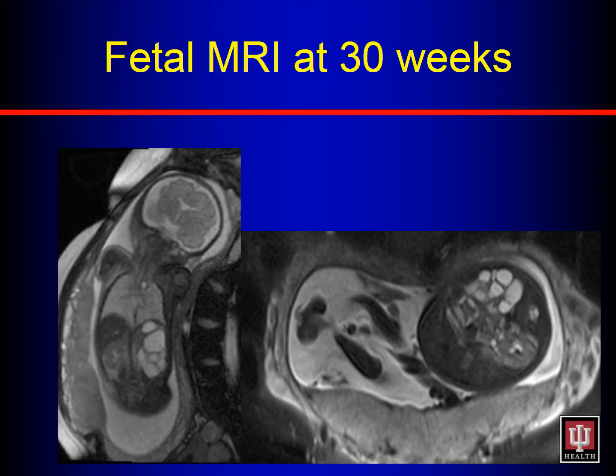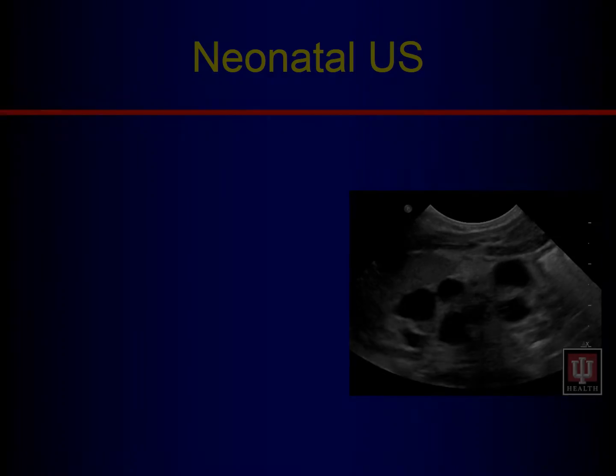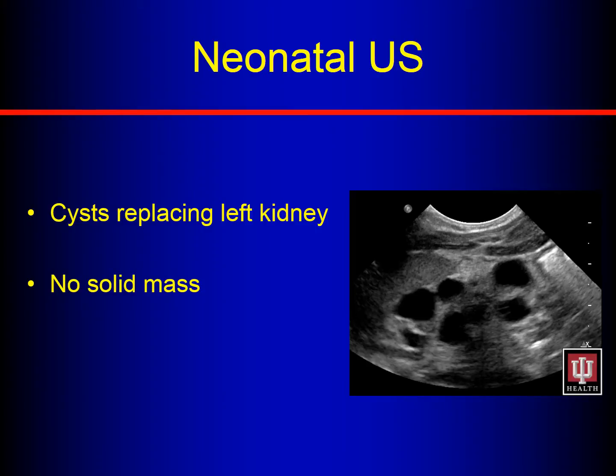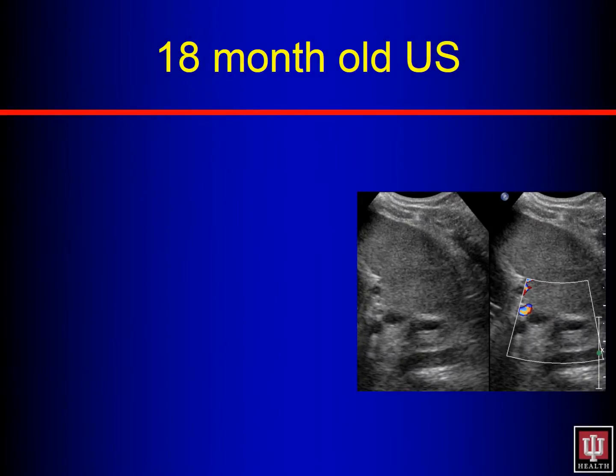So based on these images, a diagnosis of a cystic anomaly of the left kidney was made, and on neonatal ultrasound, we get more of the same. We get this appearance of cysts replacing the left renal parenchyma. Importantly, we don't see a renal mass or tumor. And also, we don't see a typical hydronephrotic picture with a dilated, identifiable collecting system.